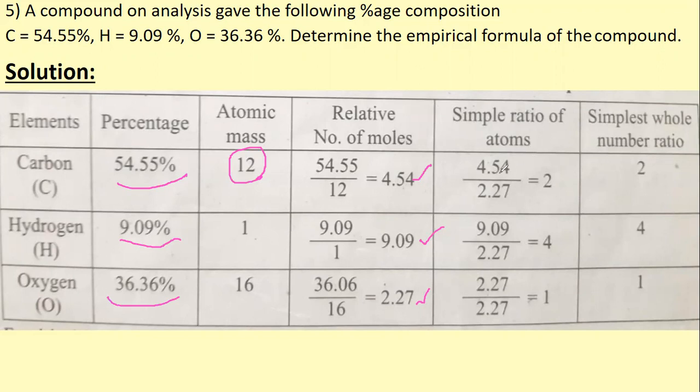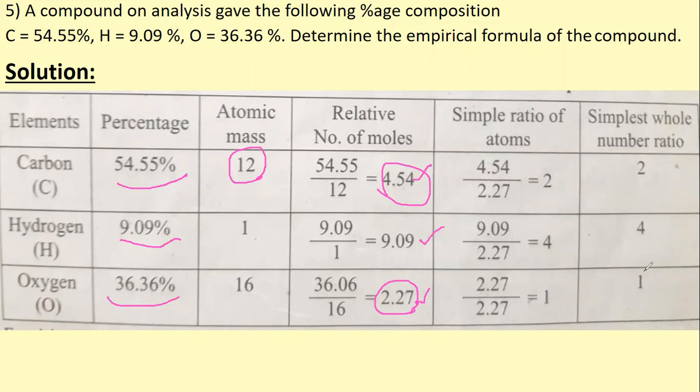Next step we have to convert it into the simplest whole number ratio. To convert it into the simplest ratio, we have to divide it by the least number. If we check the previous step, 4.54, 9.09, 2.27, in this 2.27 is considered to be the least number. So we have to divide all those numbers by 2.27. Which means we get the answer 2 and here 4. Then for oxygen it is 1.